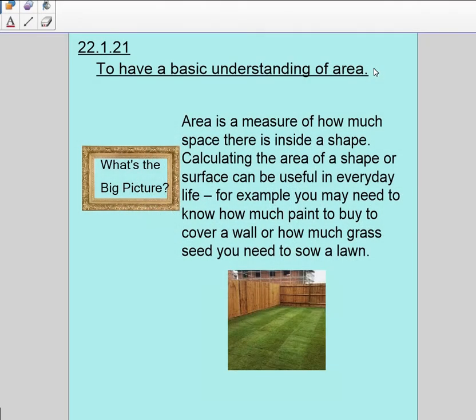Morning Year 4. Today's lesson is on area. So what's the big picture? Area is a measure of how much space there is inside a shape. Calculating the area of a shape or surface can be useful in everyday life. For example, you may need to know how much paint to buy to cover a wall or how much grass seed you need to buy to sow a lawn.